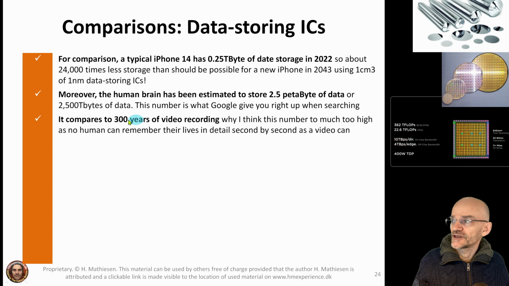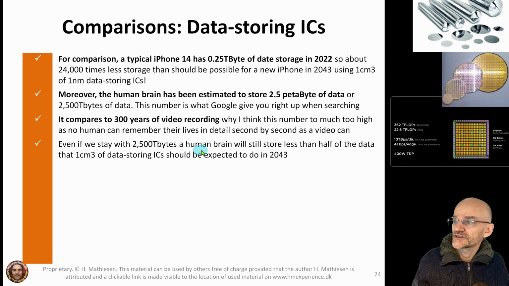But anyway, I think it's more like 25 terabytes of data that the human brain can actually store, not these 2,500 terabytes. But let's stay with 2,500. That's what you get when you Google it, and say for the sake of argument that that's true. Even if that's true, it's still less than half of what we will be able to store at the end of Moore's law for data storing ICs, because we can store 6,000 terabytes in a cubic centimeter.